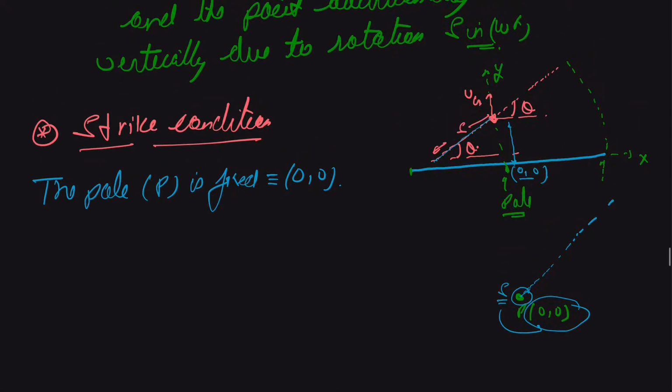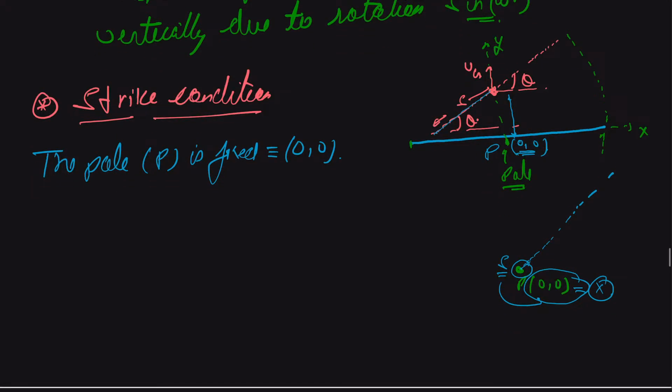So if the stick touches this point P at any given time, that particular point is going to have a coordinate for a fraction of a second equal to 0, which we don't want. The stick should not touch the pole. This is the basic conclusion which we can draw from this particular discussion, and the pole P is fixed at 0, 0.